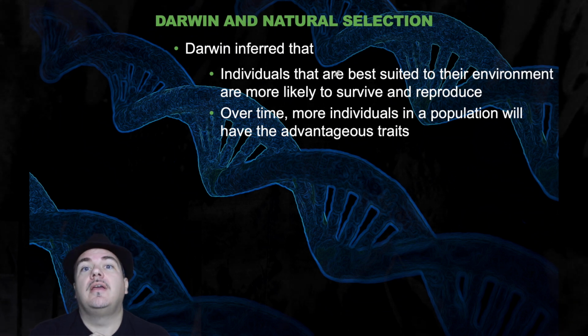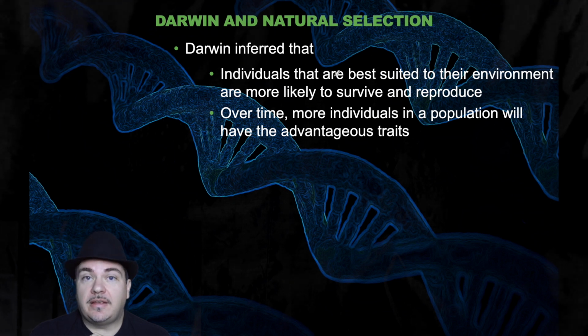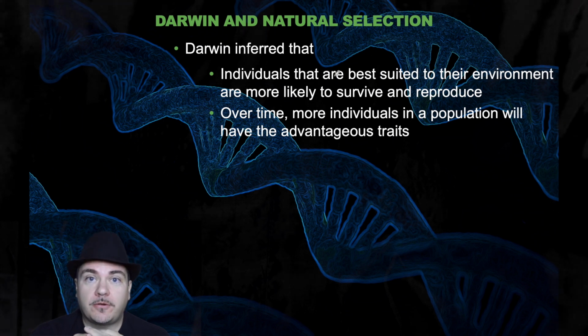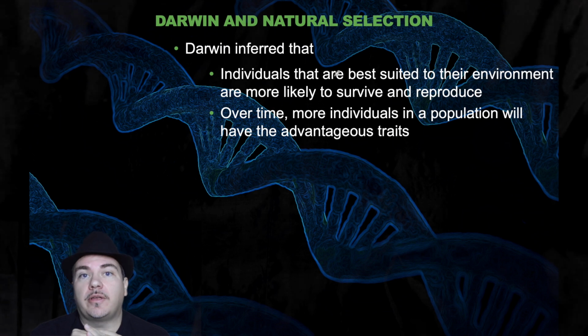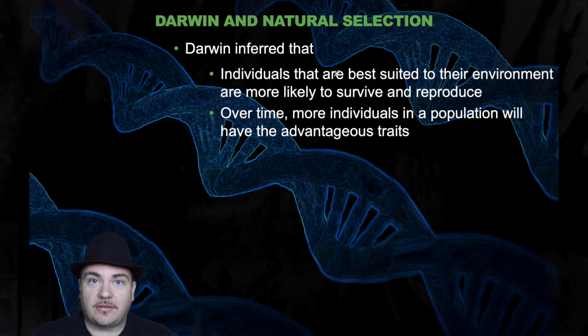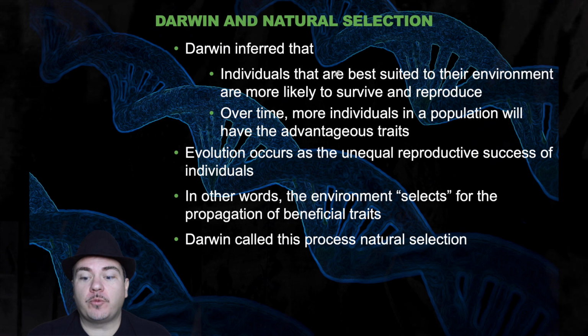In other words, if there's a white rabbit in Florida, it's going to stick out, be easily seen, and eaten by a predator. Then it can't pass on its genes for the white fur onto the next generation. Whereas that brown furred rabbit will easily hide. It's more likely to pass its genes on to the next generation. So over time, we have more and more brown furred rabbits in Florida, more and more white furred rabbits in Alaska. So evolution occurs as the unequal reproductive success of individuals. In other words, the environment selects for the propagation of beneficial traits. Darwin called this process natural selection.